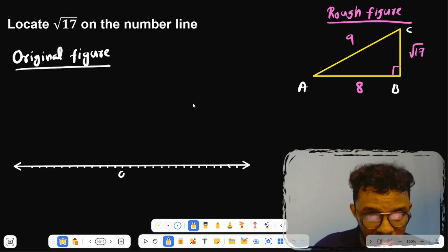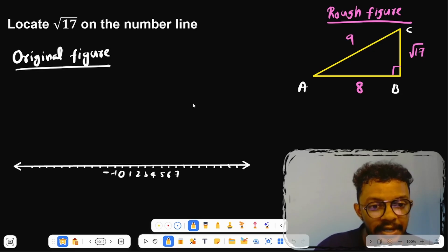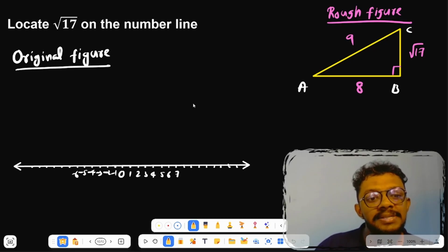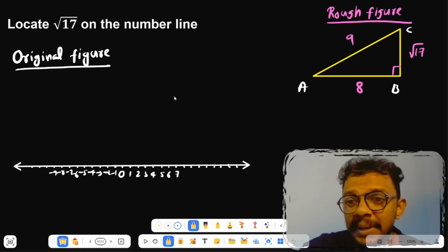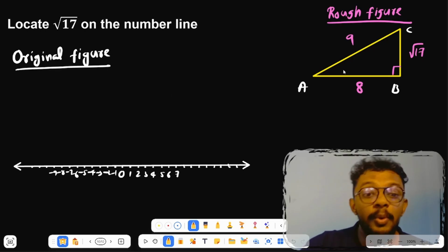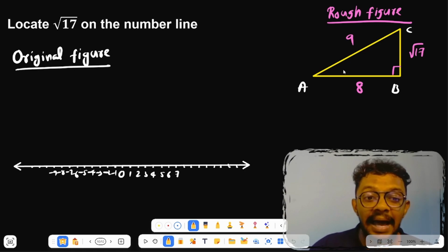Somewhere here I'm giving 0, 1, 2, 3, 4, 5, 6, 7, etc. Minus 1, minus 2, minus 3, minus 4, minus 5, minus 6, minus 7, minus 8, minus 9. It was possible to take a little bit more as one unit, but it's completely fine. So in order to get BC as root 17, I will consider this 0 as B.